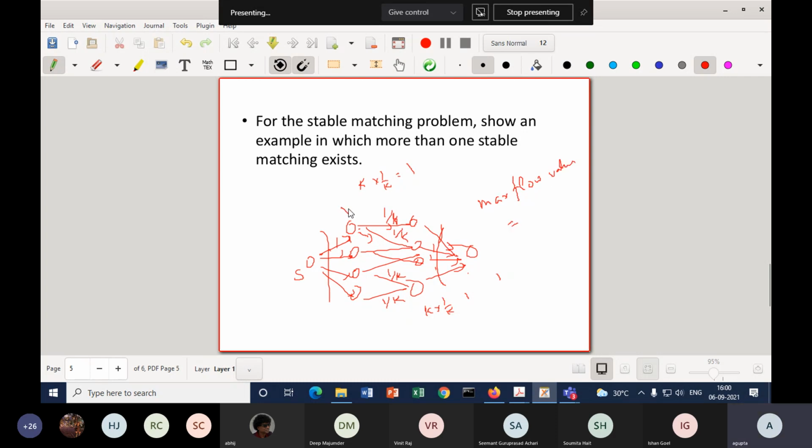is M, because it is a K regular bipartite graph, so I know both sides will have the same number of nodes. That's easy to prove. We discussed that in the tutorial also. So my max flow value is M. Now since this is total M and this is total M, going out of S and going into T, even if I increase the capacities of these edges out here, it's not going to affect the max flow value.